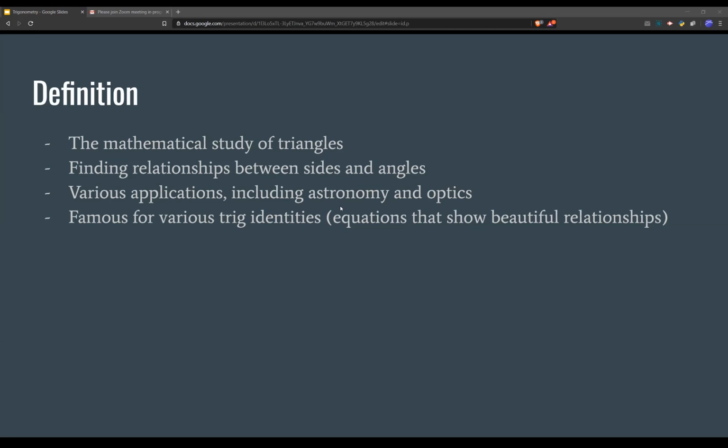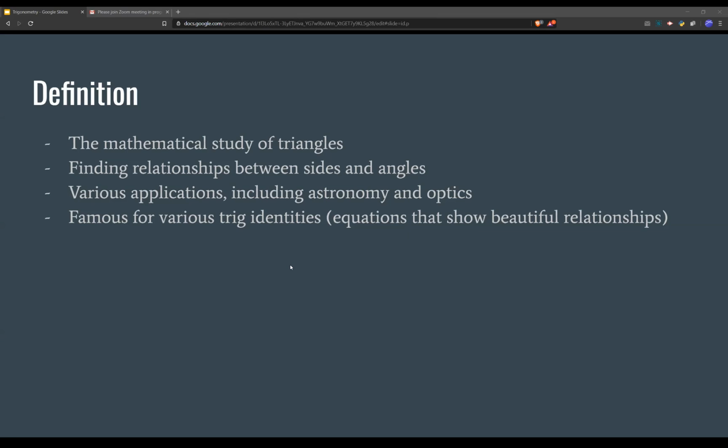And they also have application in optics, so like the science of the eye and light, stuff like that. And trigonometry is famous for its various identities. So what I mean by identities is that you can make lots of equations that can show lots of relationships between sides and angles. And so we will look at some of them later in this slide.